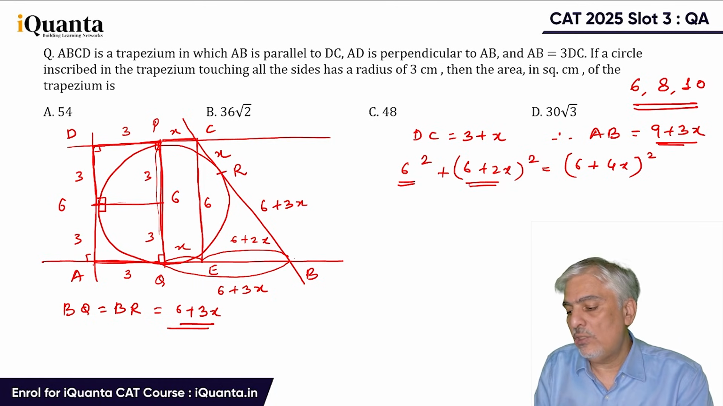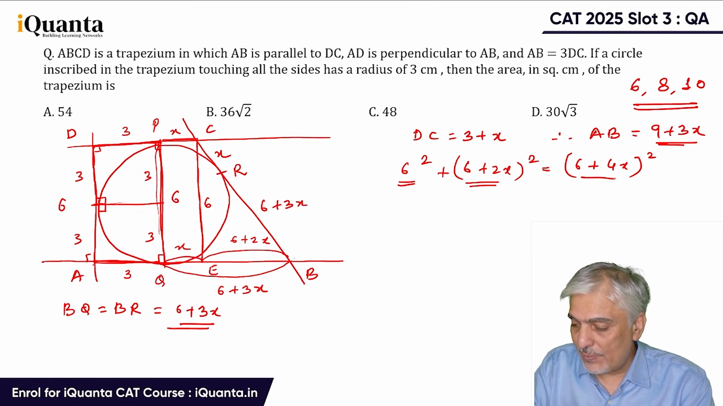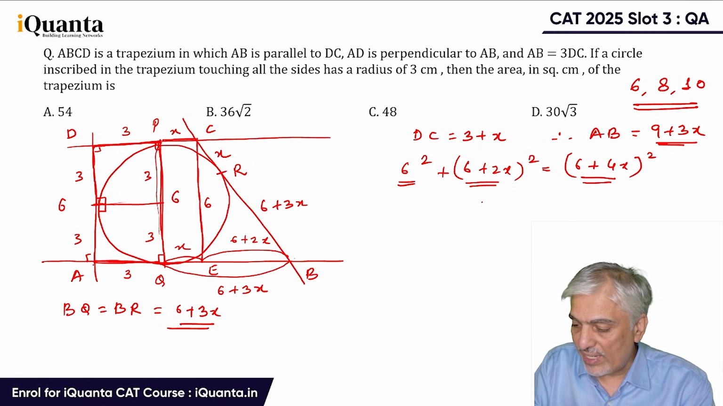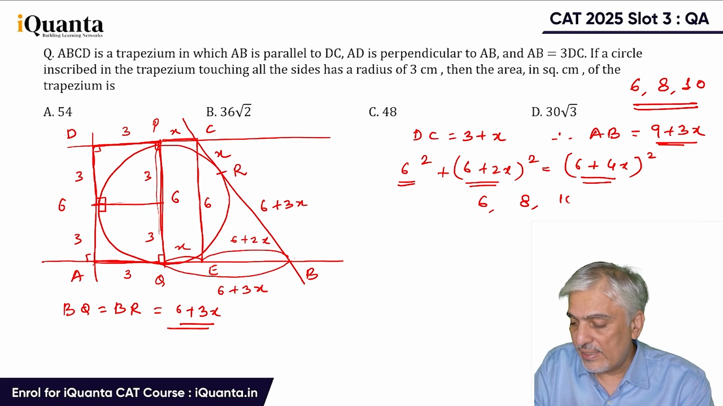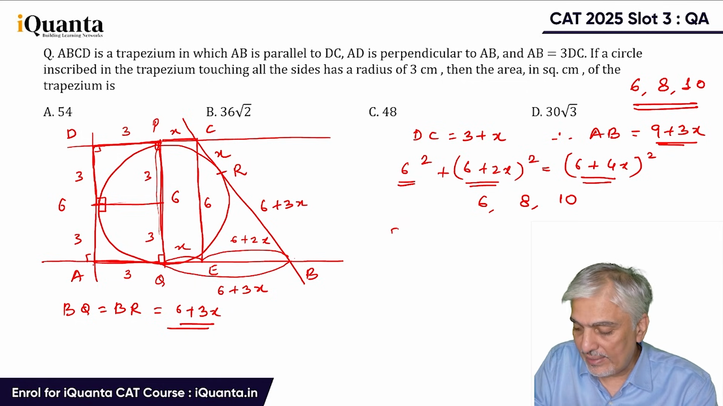6 plus 2x, if it was 8, so 2x is 2, and 6 plus 4x also will satisfy 10, which means 6, 8, 10 is satisfying. So please do not solve this. 6, 8, 10 is satisfying. So we've got the value of x is 1 basically.